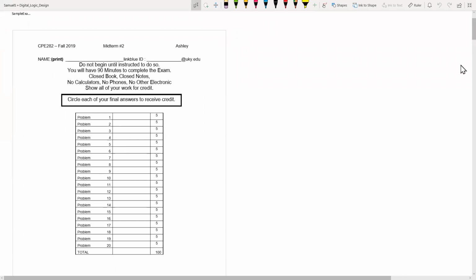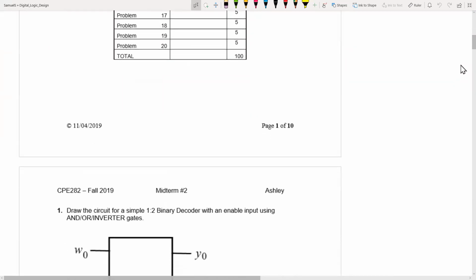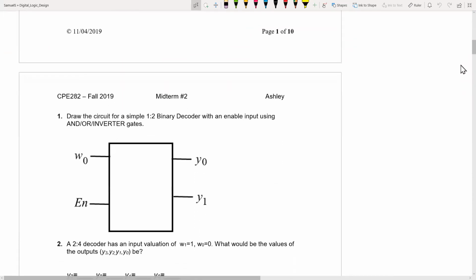So stop me anytime I go over something too fast and you don't understand it, okay? I'm going to pretend that I'm in the exam room and do this at the full speed that I normally would, but I'll announce everything that I'm doing, everything that I'm thinking as it comes to my mind, okay? All right, here we go.